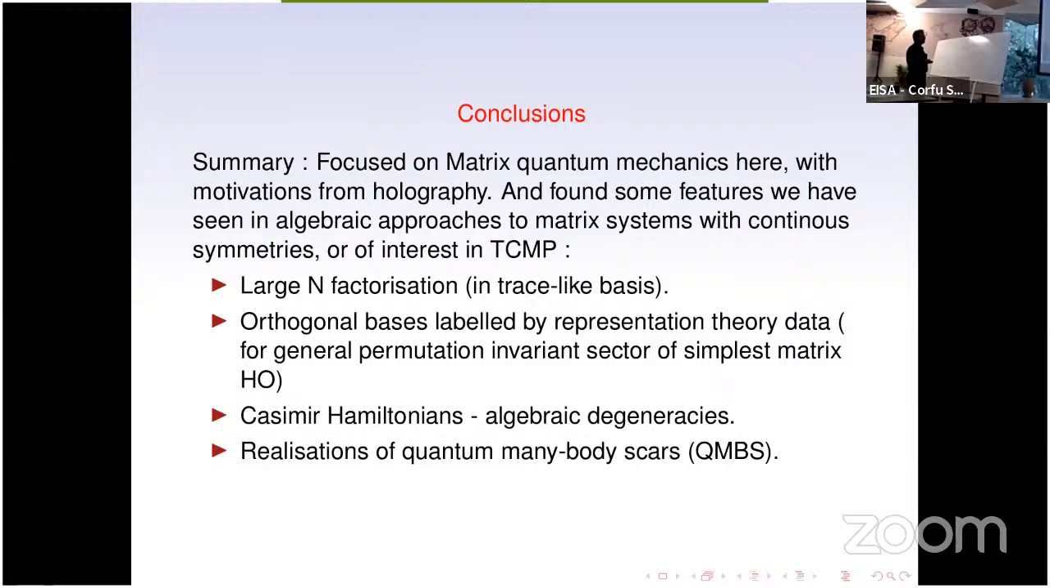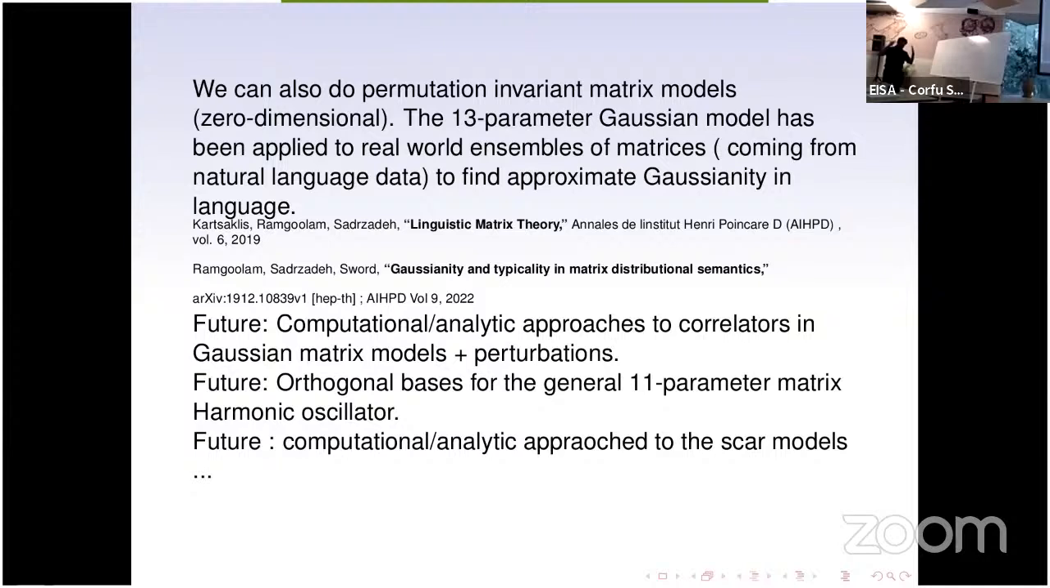I guess in this audience, we often worry about BFSS, IKKT. So we can look at things in zero dimensions and one dimension. This kind of permutation invariance, you can also look at permutation invariant matrix models in zero dimensional models, if you like. And you have 13 parameters, that is 11 parameters from the quadratic terms, and two parameters from linear terms, that are two SN invariants. So you can have linear and quadratic. There are 13 parameter Gaussian matrix models.